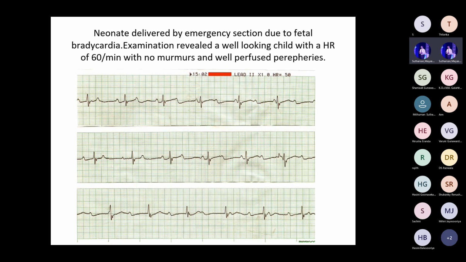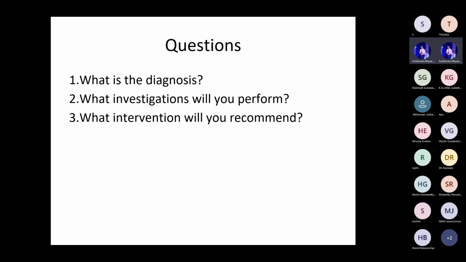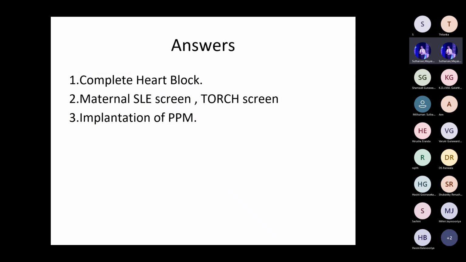I don't know, the others can see there. So PP and RR variability is suggestive of complete heart block. Got it, right? Those who are online. So what investigations will you perform? Yeah, maternal SLE screening and also TORCH screening, congenital infections also.